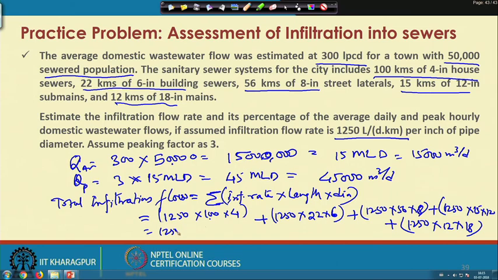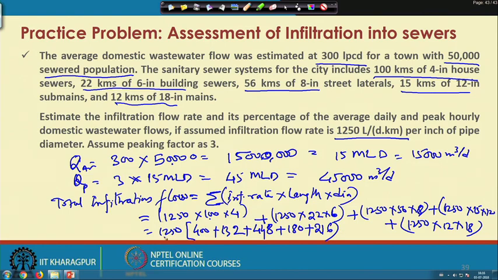Now, 1250 is common in all of them, right. So, we can take 1250 out first, and then this is 100 into 4, 400, plus 22 into 6, 132, plus 56 into 8, 448, plus 15 into 12, 180, plus 12 into 18, 216, right.